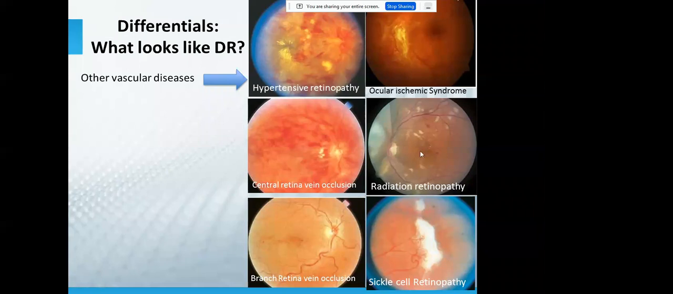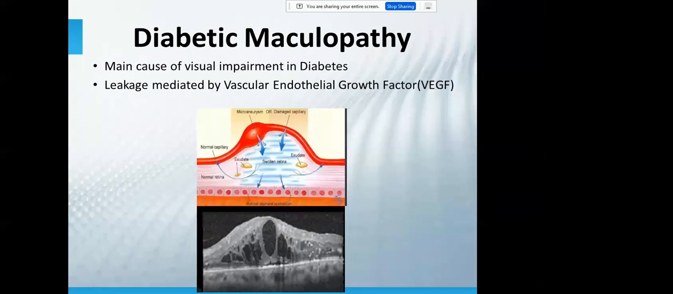Radiation might cause cotton wool spots inside your retina that can look like diabetes. Then also branch retinal vein occlusion can look like diabetes. Then sickle cell retinopathy. We are going to talk about this shortly. And the proliferative type of sickle cell retinopathy, you get what is called sea fan neovascularization. We'll talk about it. So we go to the maculopathy.